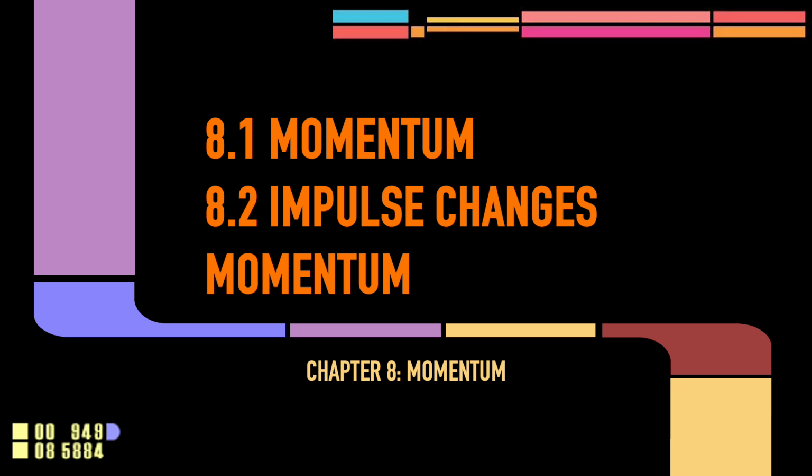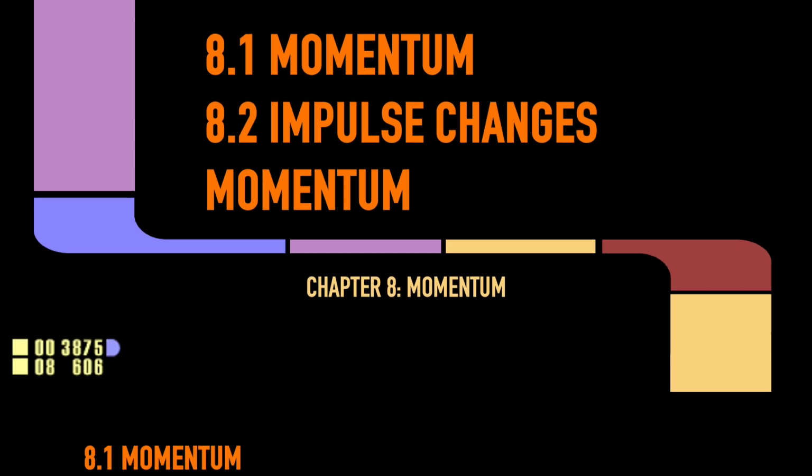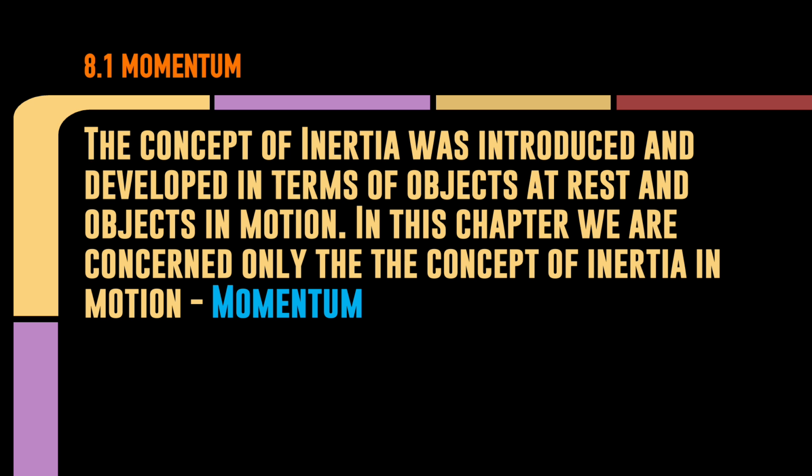And so the first couple sections we'll look at is momentum and impulse, which is the thing that changes momentum. So the concept of inertia, we introduced that as basically an object at rest or an object in motion based on its mass. The more mass it has, the more inertia it has. Well, here we're looking at the concept of inertia in motion, or momentum. And I know we've all heard that term before, but we're going to put a little more science to it, of course.